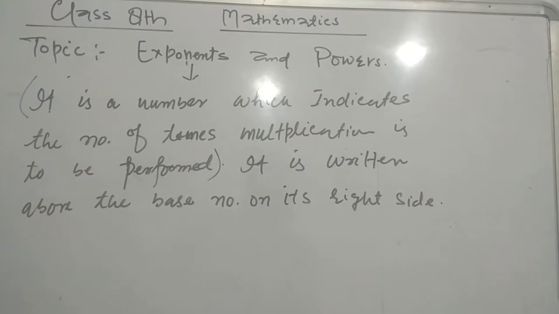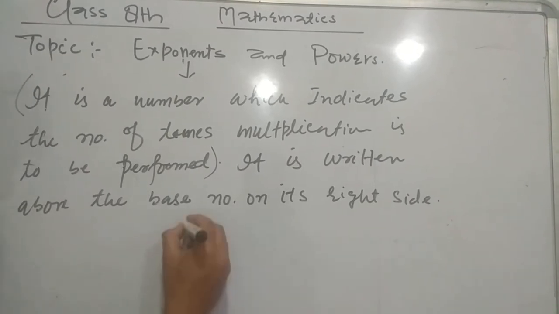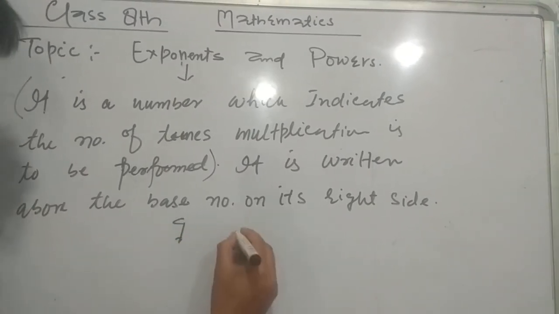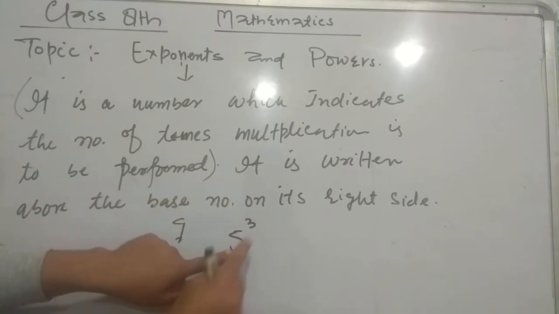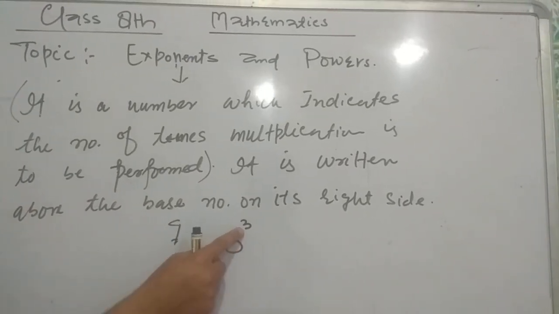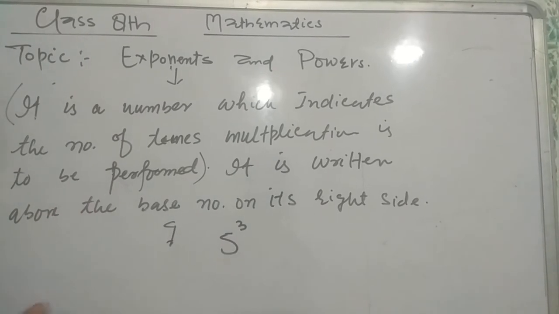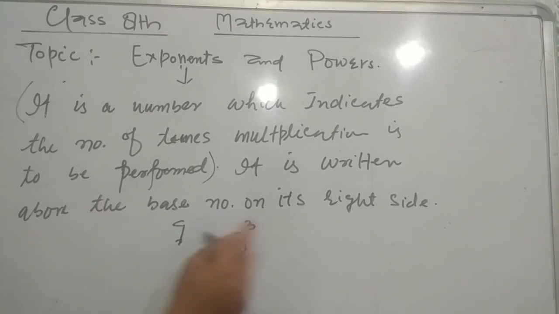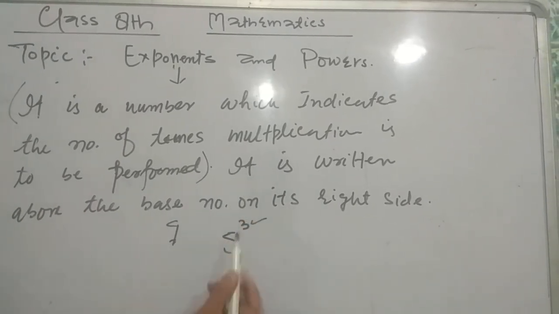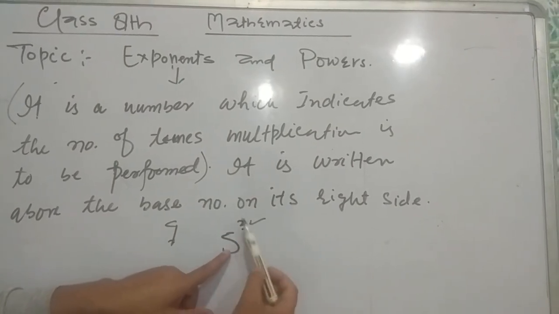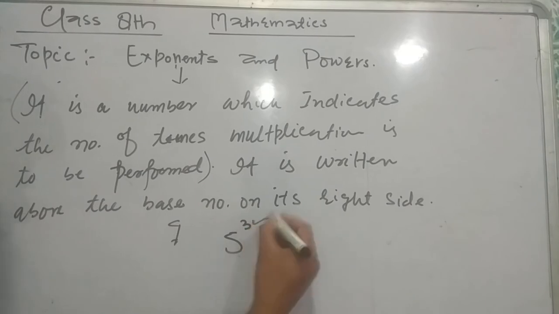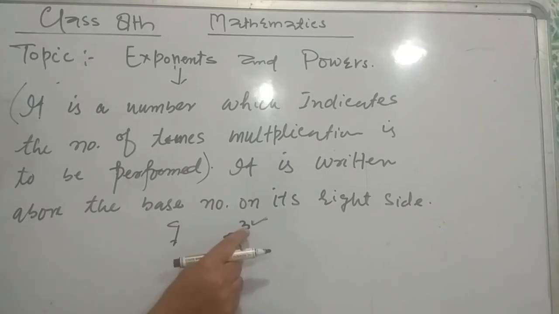On its right side. Now dear students, for example, in 5 raised to power 3, 5 is called the base and 3 is called the exponent or index. It is also called the power. The 3 which is written above the base on its right side is called the exponent or power.